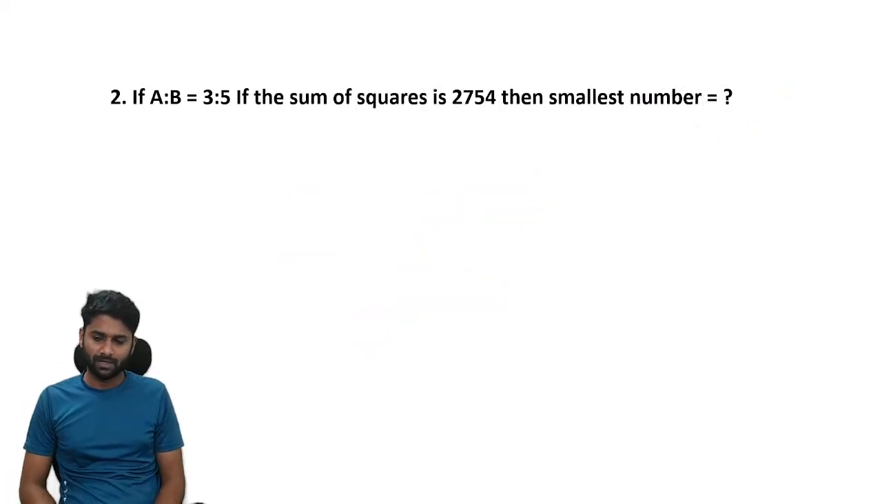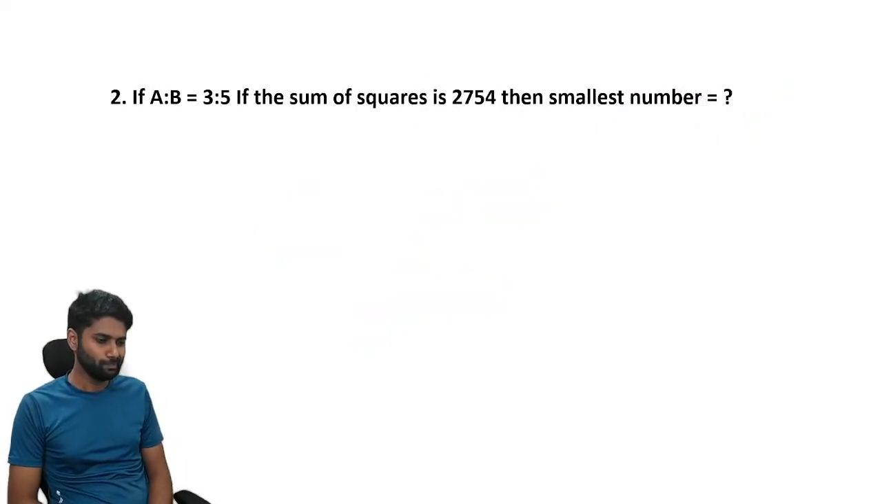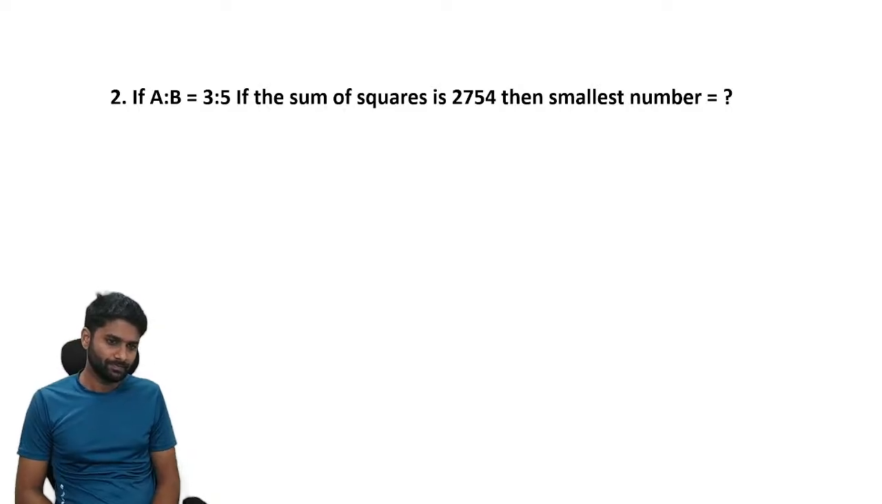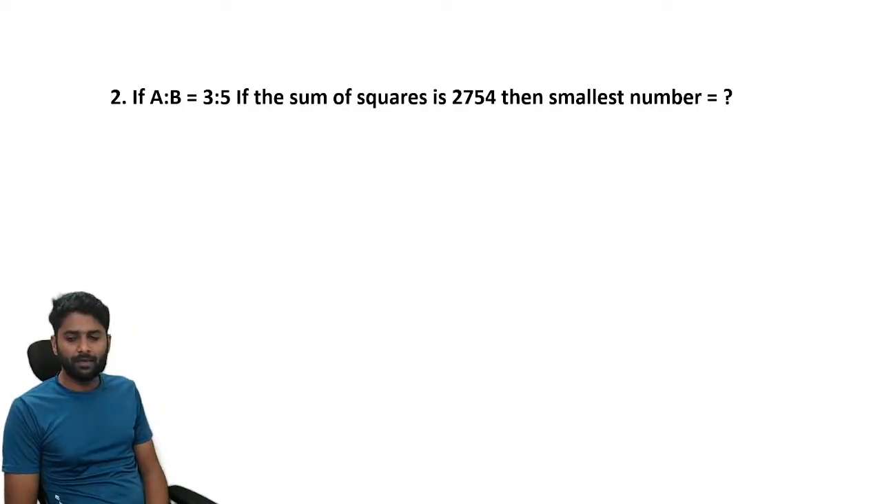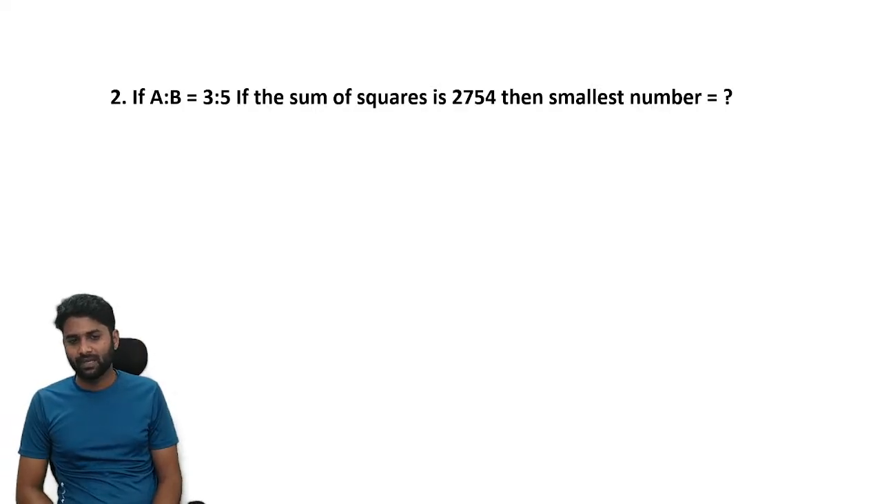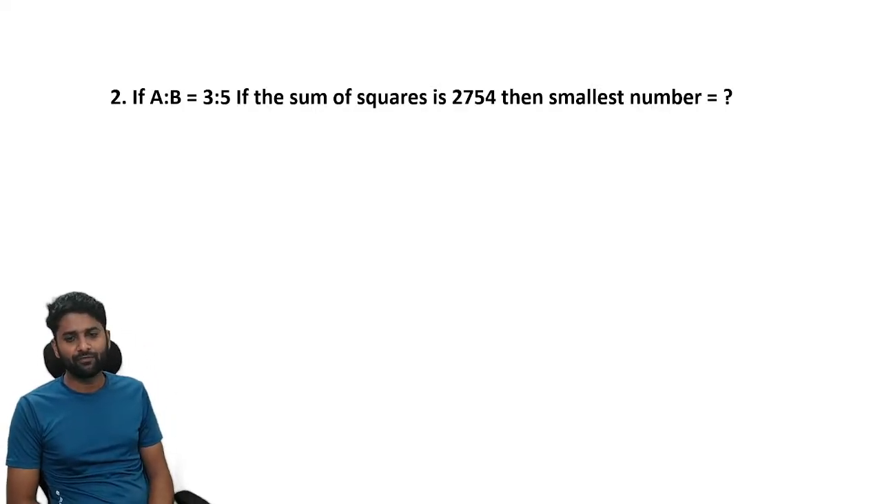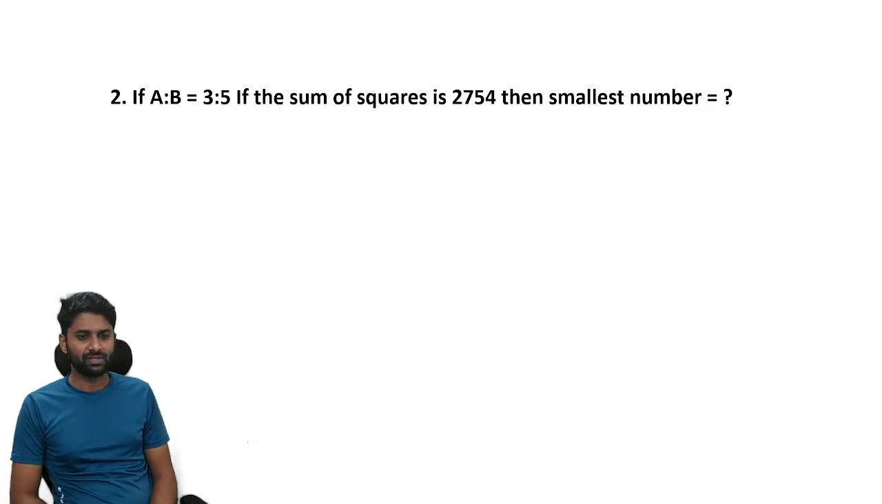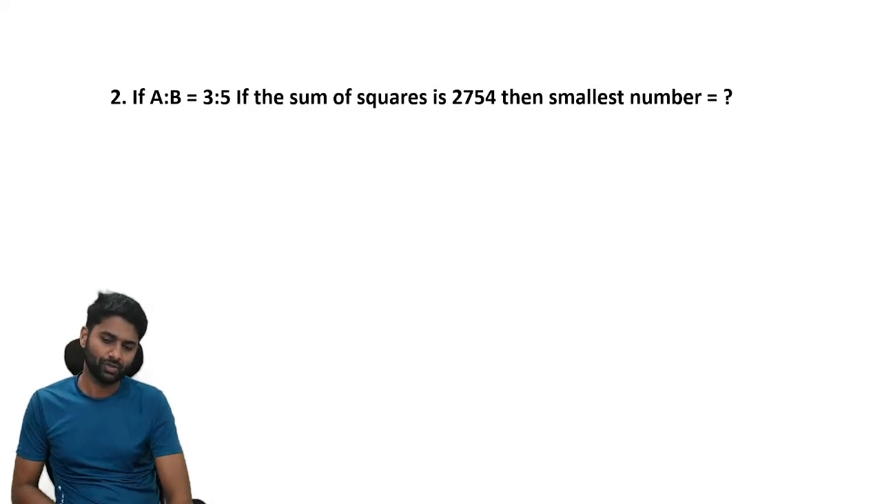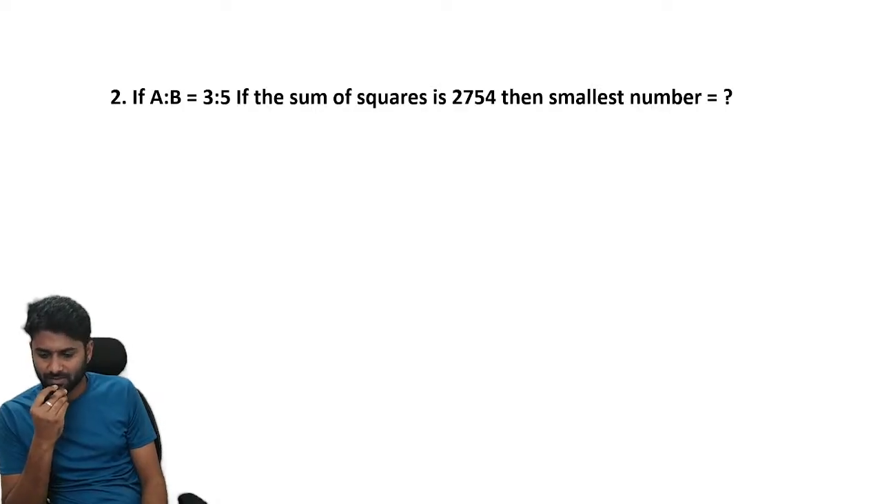Next. Try to answer this question. If A is to B is 3 is to 5, and the sum of squares is 2754, then what is the smallest number? Out of these two, the smallest number, just go through the proper comparison. What is the smallest number?